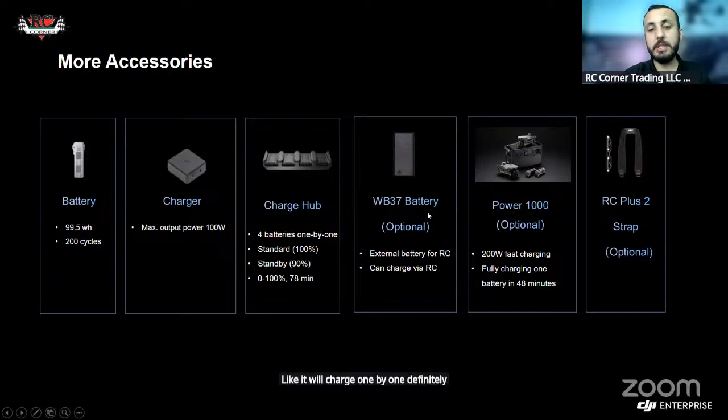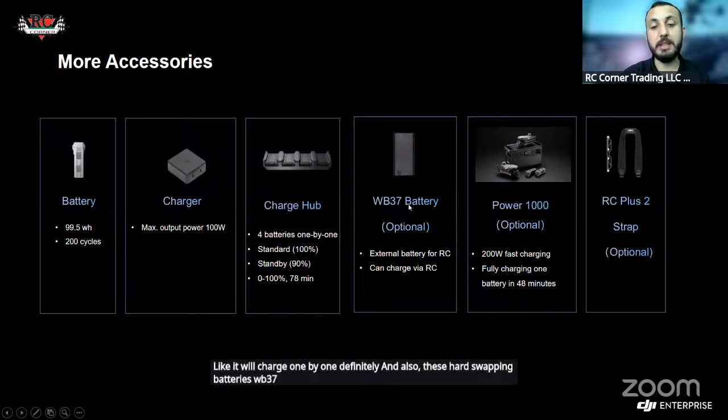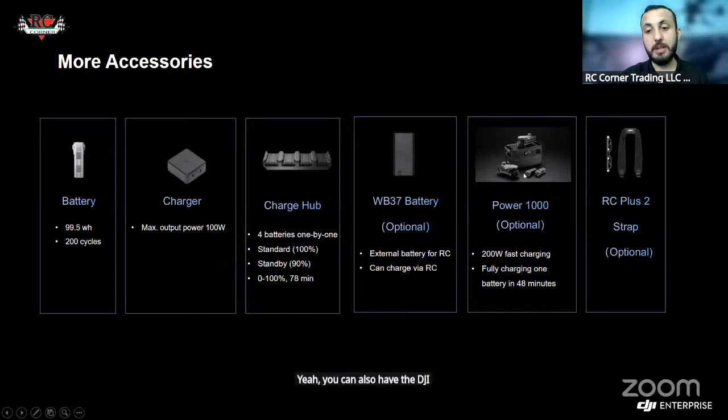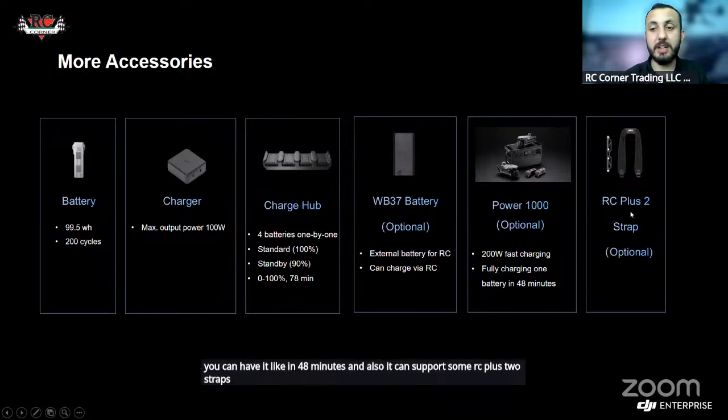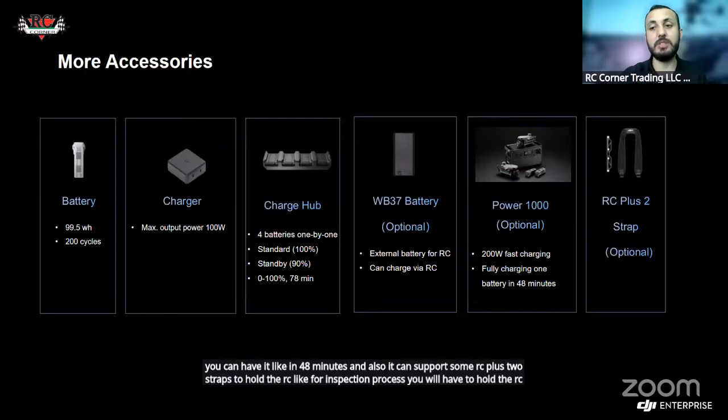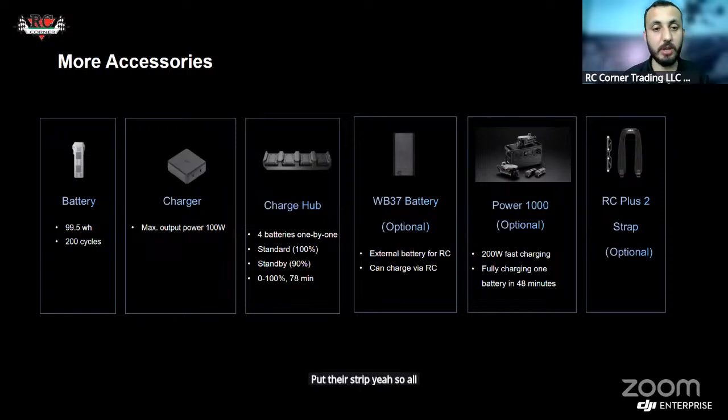And also the hot-swappable battery WB37 is supported by the RC Plus to extend the battery time of the controller. Yeah, you can also have the DJI Power 1000, and for fast charging, you can have it in 48 minutes. And also it can support some RC Plus 2 straps to hold the RC. For the inspection process, you will have to hold the RC for a very long time, so you just need to put that strap on. Yeah, so those are all the accessories for the Matrice 4 series.